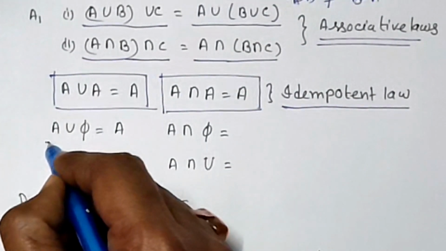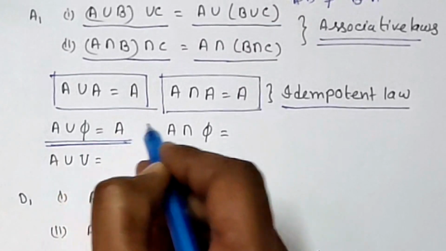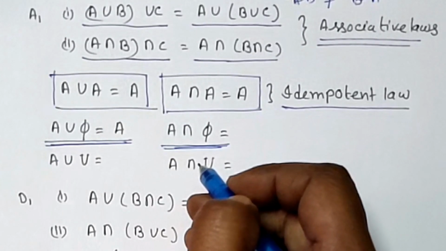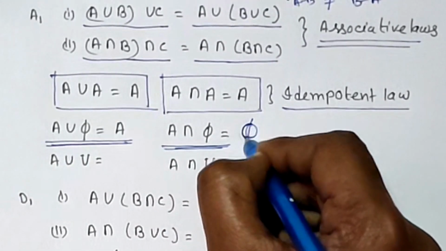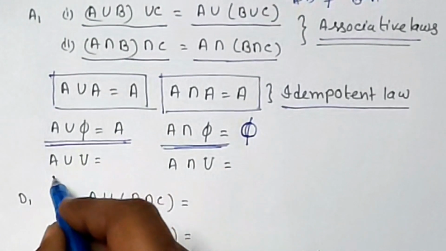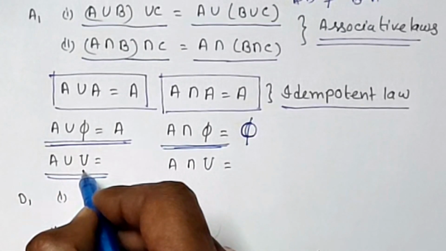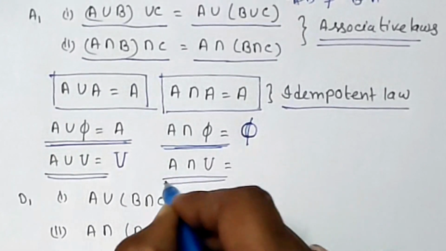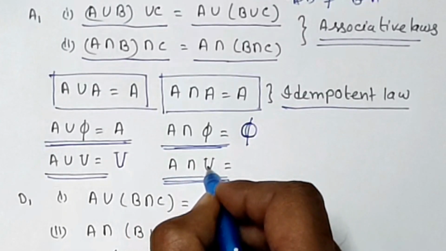Now, A union phi, A union nothing is A. A intersection phi, A intersection nothing, means nothing. Why? Because we know that phi is also a subset of A. A union U, that means A union the universal set, is U, and A intersection the universal set, the common portion of A and the universal set, is A.